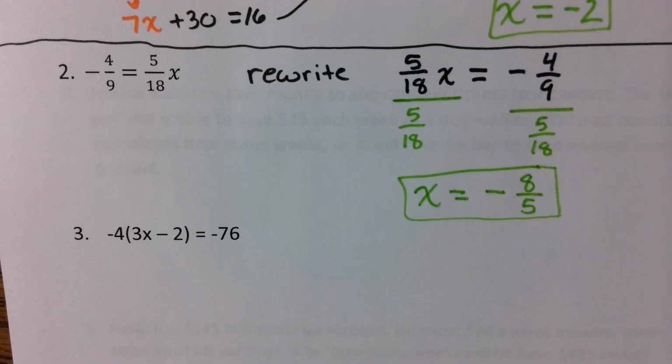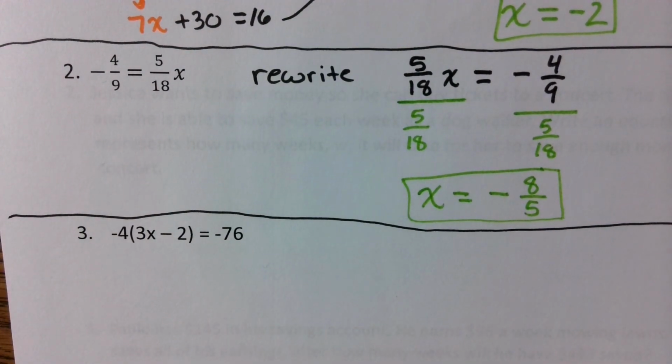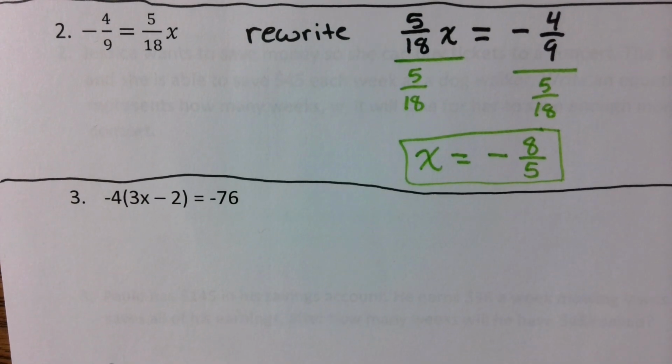When they're side by side, we divide. All right, number 3. Yes, dear. Is it the same thing, we get -1 and 3/5?